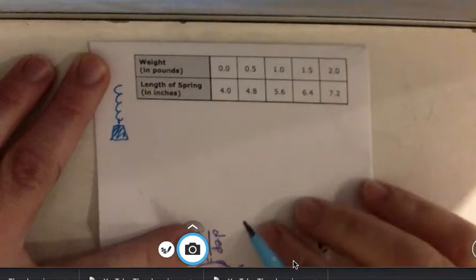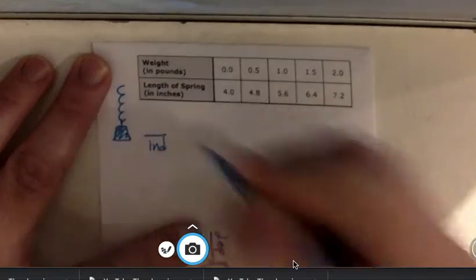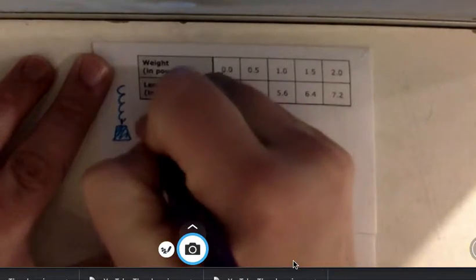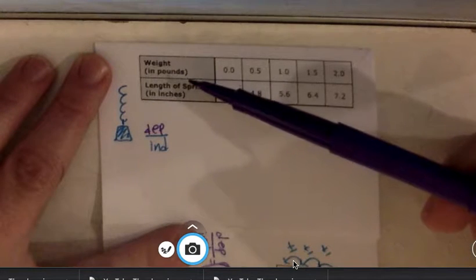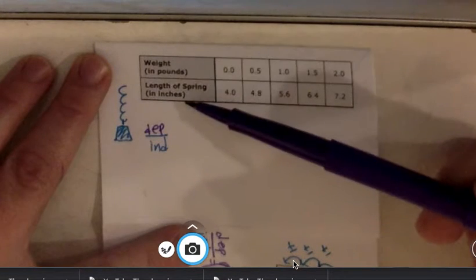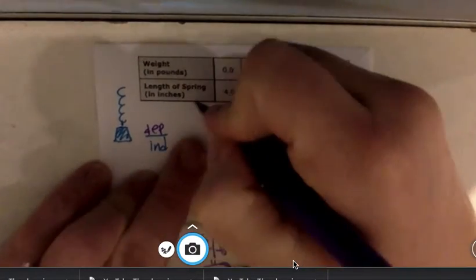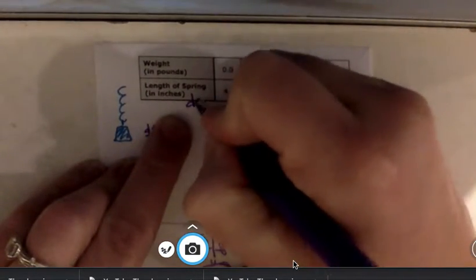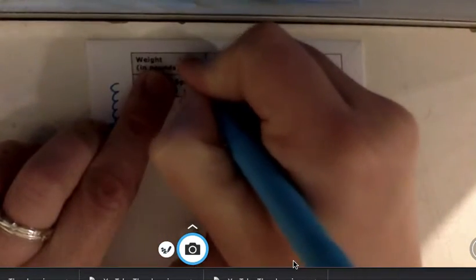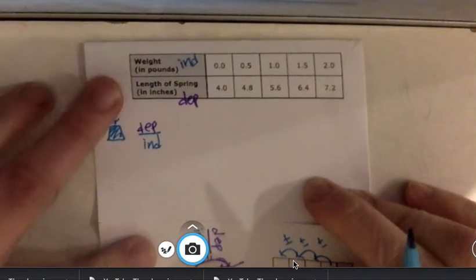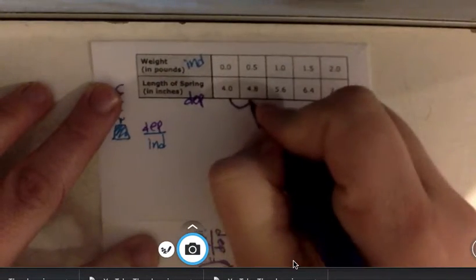So we need to ask ourselves again, what is our independent variable versus our dependent variable in this situation? Does the length of spring depend on the weight, or does the weight depend on the length of the spring? And I would have to say that the length of the spring, how long that spring stretches out, depends on how much weight we are attaching to it.